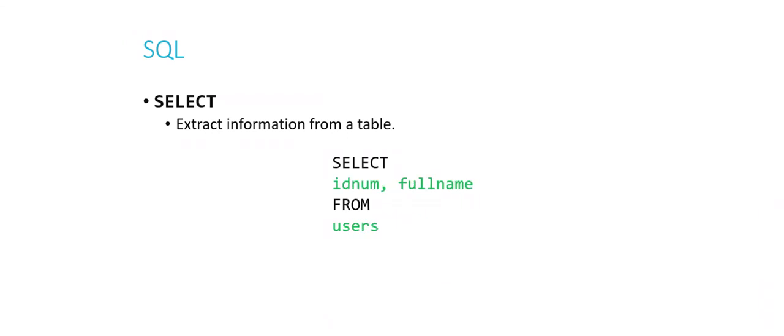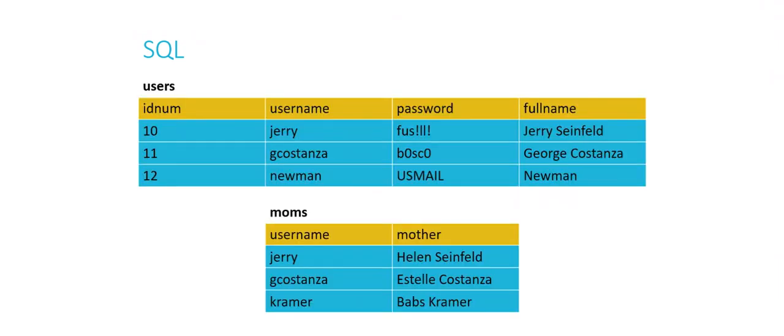So for example, here's a select query that we could use. Select ID num, full name from the users table. So let's see what's going to happen here. So remember, I'm selecting ID num and full name from the users table.